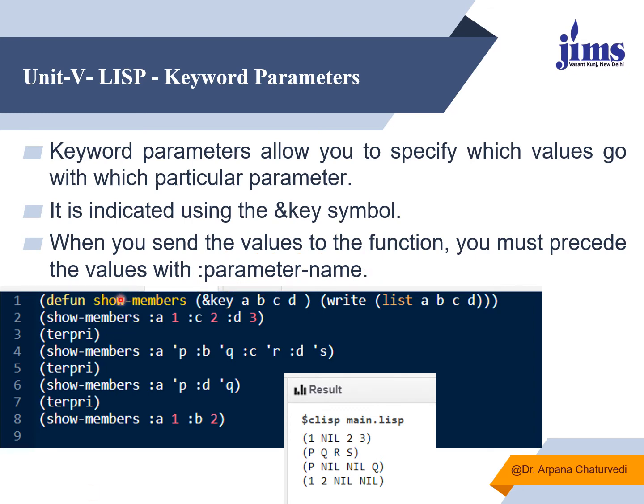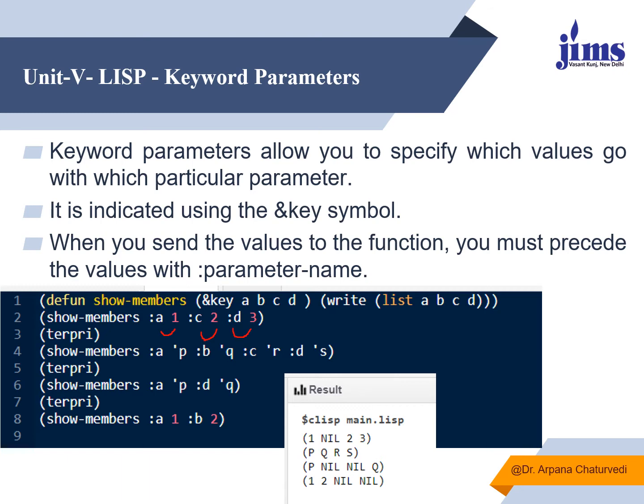Here, see, I have again used the same function name. You can use a different one also. And I am saying that the list of parameters is based on key value pairs. So I have used the &key symbol over here and I am writing down whatever parameters are being passed in the list over here. I am going to print it out. So with show members, what I am saying is, go and just give this one value to A parameter, 2 to C and 3 to D, and I am printing A, B, C, D.